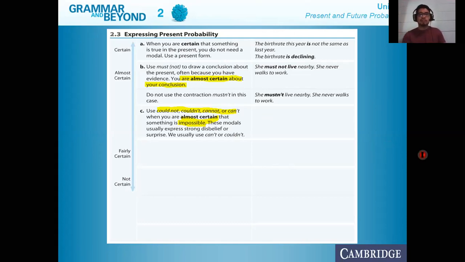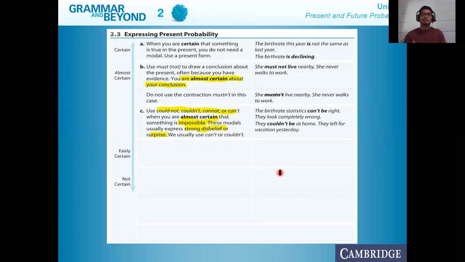But we'll see these modals usually express a strong disbelief or surprise. What's disbelief? Something that I don't believe at all, okay? Or something that I don't believe is true until I see the proof of it. You have the example, the birth rate statistics can't be right. They look completely wrong. That's your disbelief, because you sit and think, they seem a little bit off, a little bit awkward, out of the ordinary. Probably they are not right at all.